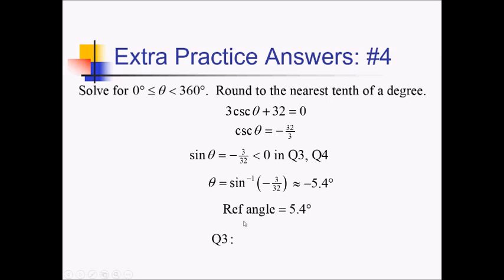For quadrant 3, we have to go 5.4 degrees away from the x-axis in the quadrant 3 direction. So that's going to be 180 plus 5.4, and that's going to be 185.4 degrees. For quadrant 4, you're going backwards 5.4 from 360, so subtracting it, and that's going to be 354.6 degrees.